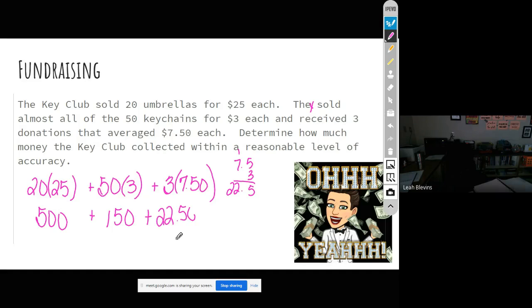All I did was order of operations, multiplied first. Now, if I add all those together, I'm going to get 672.5.